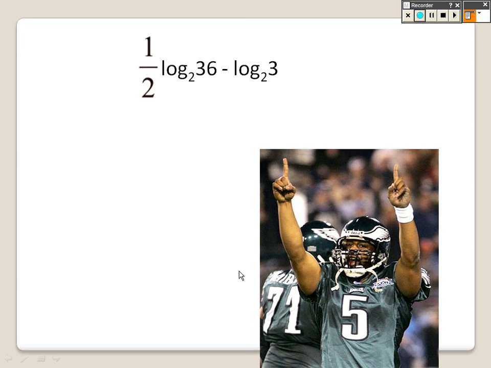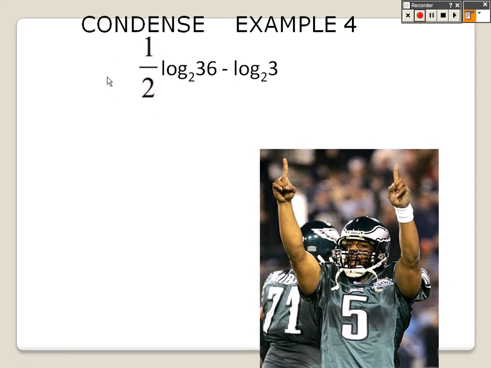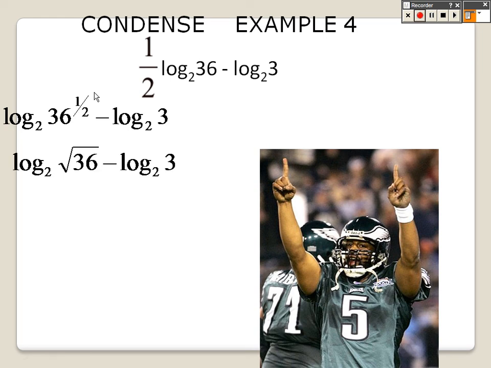So 1/2 of log base 2 of 36 minus log base 2 of 3. Well, once again, if I want to smush these together, I've got to get rid of that 1/2 to condense it. So I'm going to move that 1/2 up to the inside. So I get 36 to the 1/2, which is really like saying, hey, what's the square root of 36? The square root of 36 is 6. So really now I'm saying log base 2 of 6 minus log base 2 of 3.